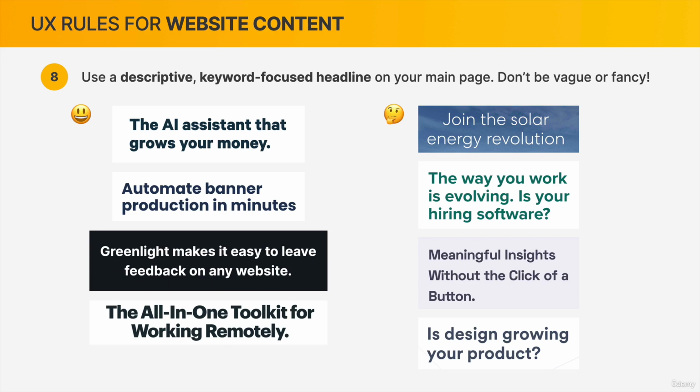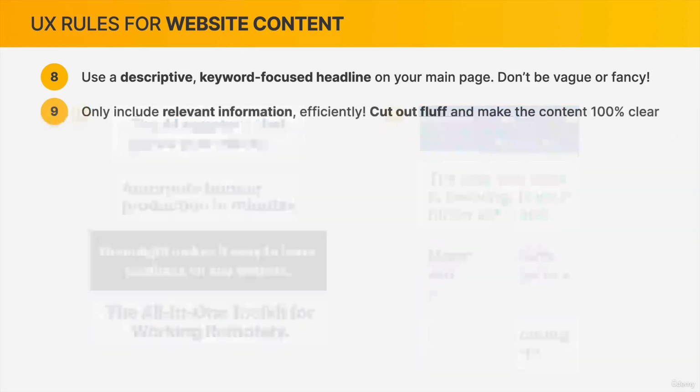So for example, if you just read the headline of this website, which says, "Join the solar energy revolution," well, what would that business really be about? So again, the main headline of the website should really convey what the business does or what the website is all about. Because once more, this will help your users reach their goal faster. Because how can they reach their goal if they are not even sure what the website is all about or what the business even does?